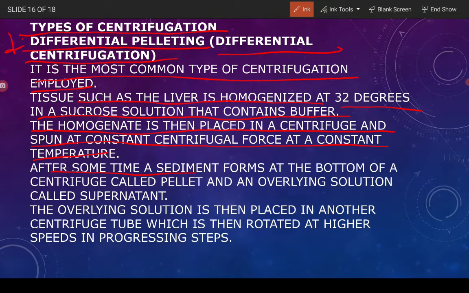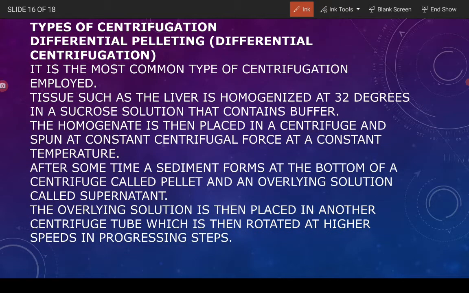Now, after some time, a sediment forms at the bottom of the centrifuge called the pellet, and an overlying solution called the supernatant. The supernatant is then placed in another centrifuge tube, which is rotated at higher speed in progressing steps. So, this is differential pelleting.